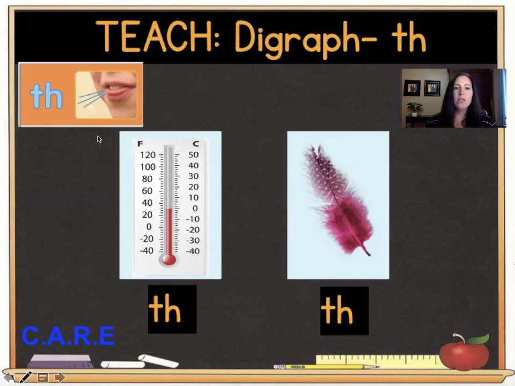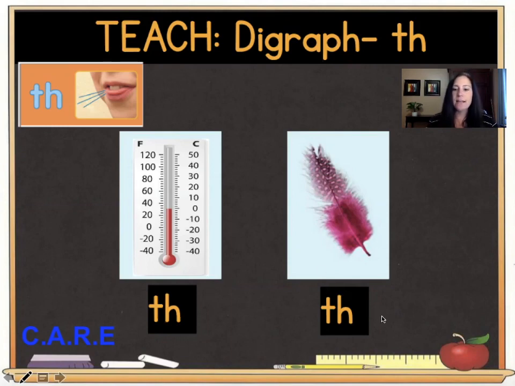sound. If you look at the picture of the boy up here, he has his tongue stuck out, just a little bit protruding in front of his 2 front teeth. And to make that sound, you're going to push air through there because it is an unvoiced sound. Let's try it. Good job. And our key picture is thermometer. Can you say thermometer? Very good.